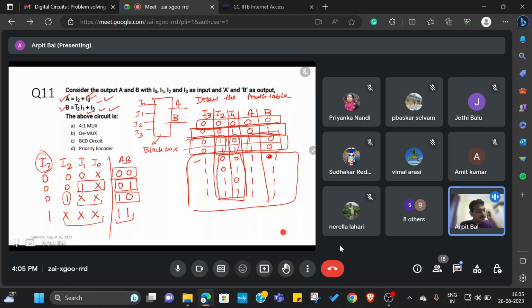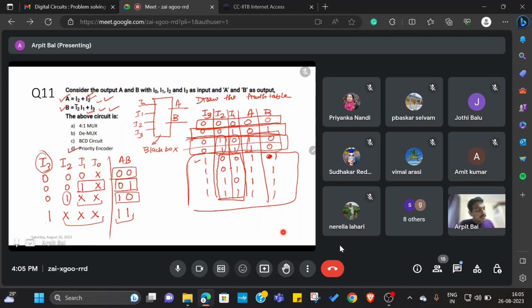Okay, so what is this particular circuit called? Can anyone answer? Demultiplexer it is. No, it's not a demultiplexer. Priority encoder. Correct, it's a priority encoder.